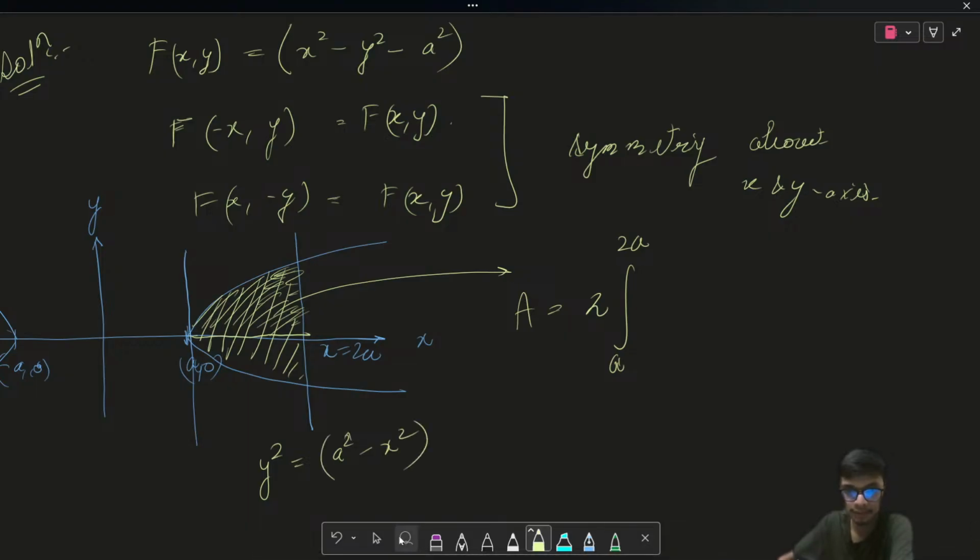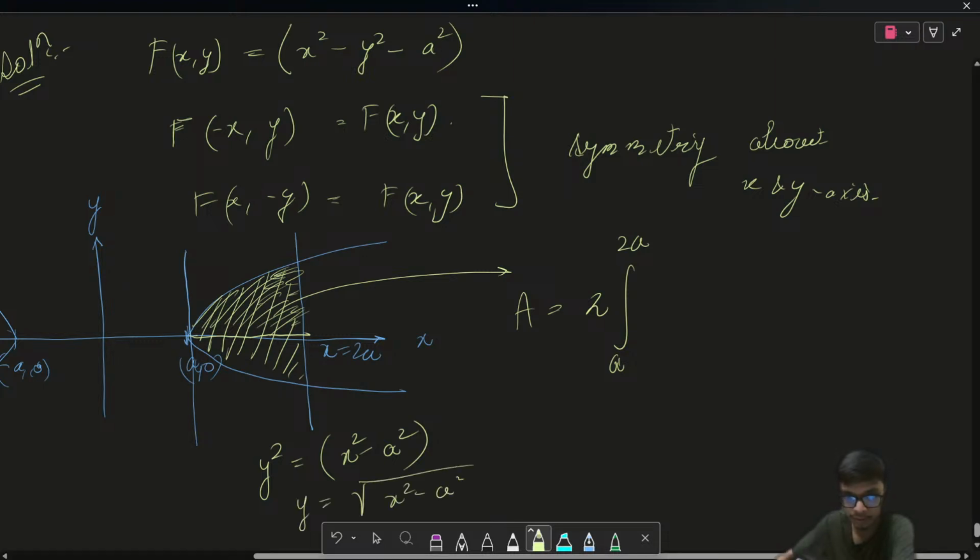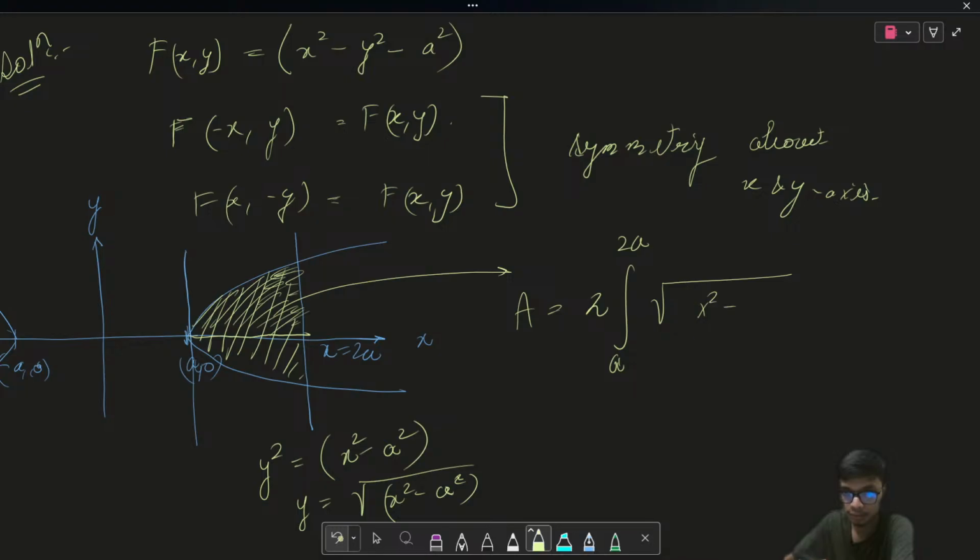So y squared will be equal to x squared minus a squared. Therefore, y is basically the square root of x squared minus a squared. So if I do this integration, it is the square root of x squared minus a squared dx. I'm taking the positive one, so I'm not using the plus minus sign over here.